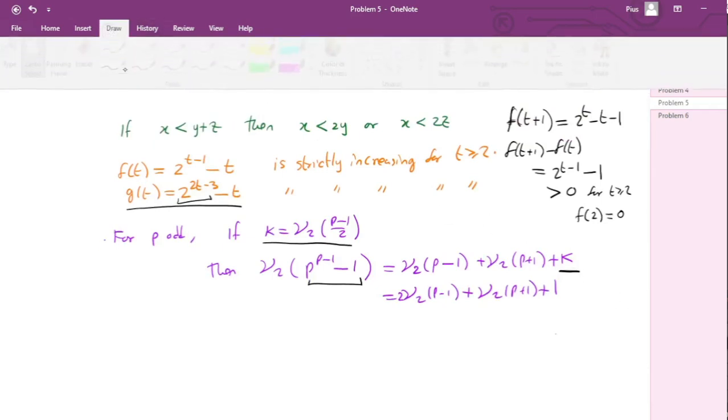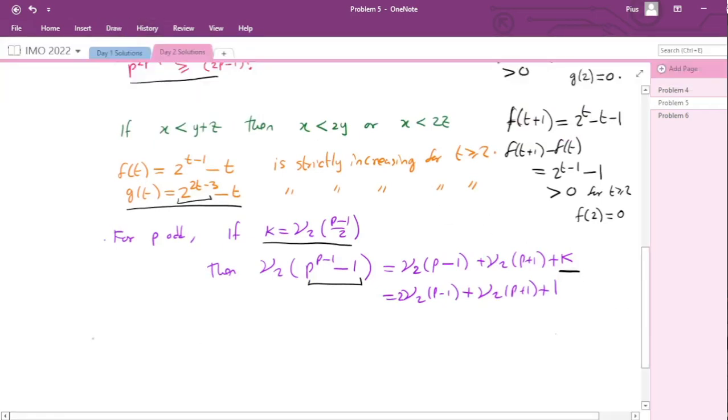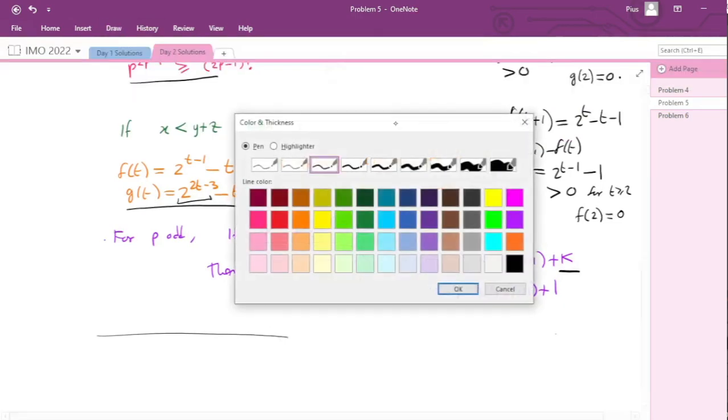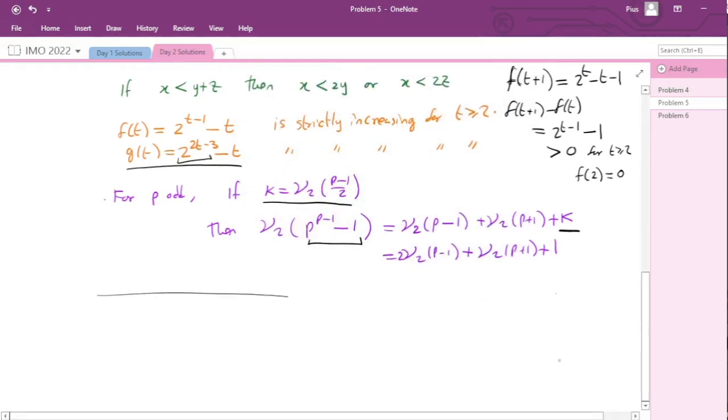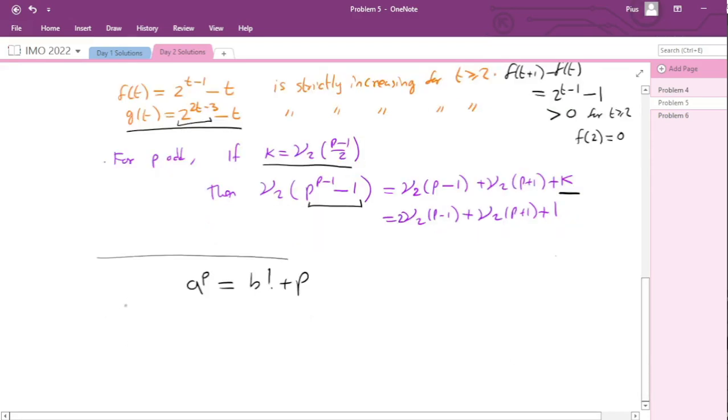Okay, so let's get into the solution proper. Now, we'll start by remembering that we are assuming a raised to power p is equal to b factorial plus p. So this is our assumption.